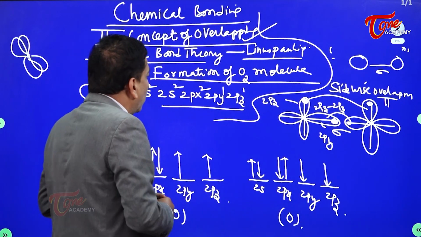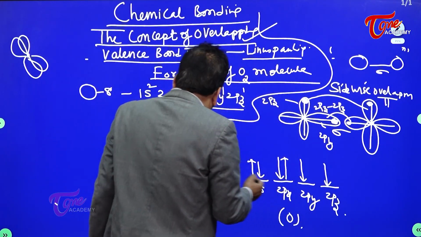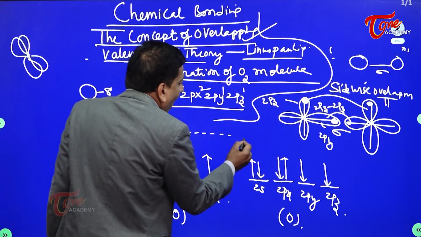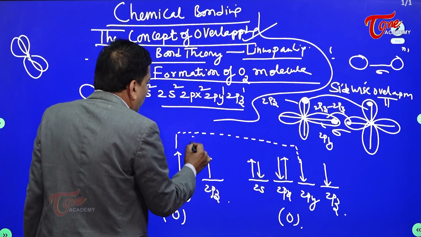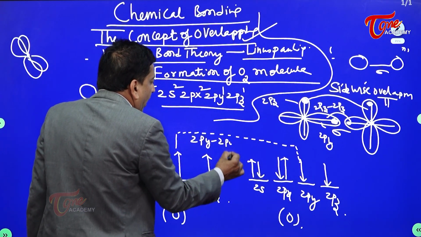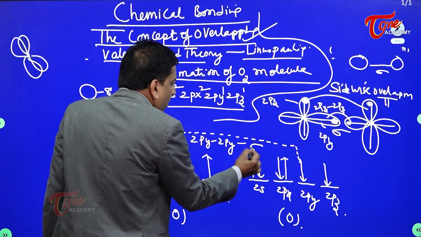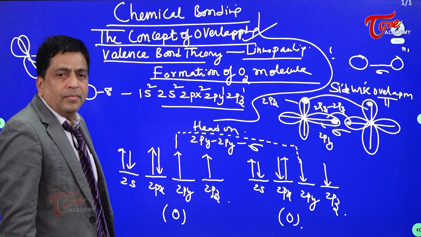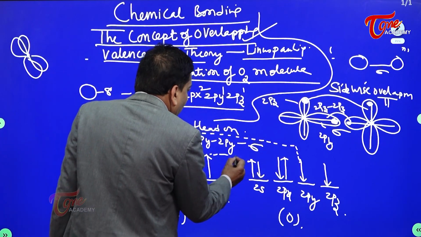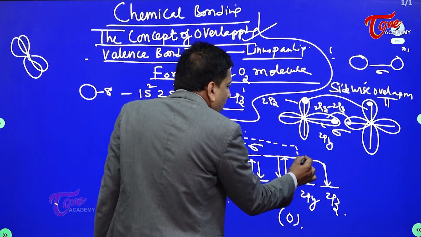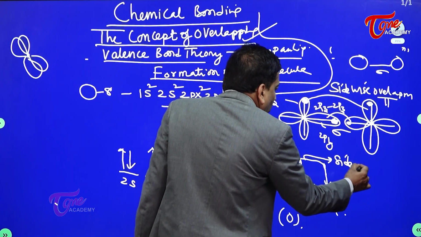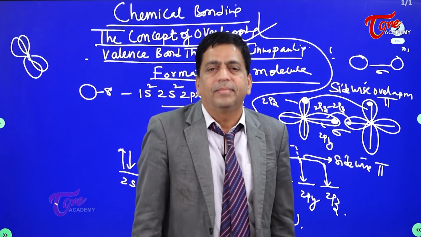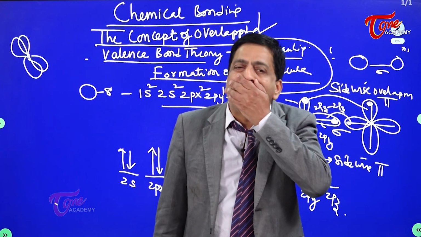Right? So you can see here, this and this is overlapping, 2py and 2py. This is resulting in a sigma bond because it is head-on. And this is nothing but the sidewise that results in a pi bond. You must understand that.